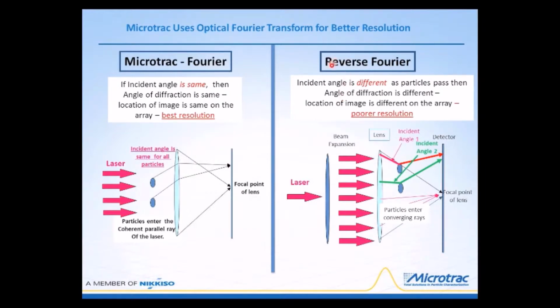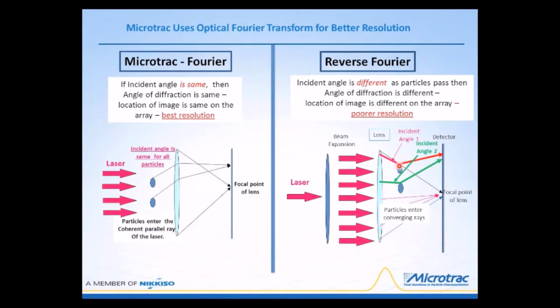Let's take a look at what's called the reverse Fourier optical system. Here we have a lens, a beam expanding lens, and this is normal. There's nothing magic here. But the laser then passes through a lens, which is trying to focus the light onto a particular location. But as the light exits the lens, it will interact with the particle, scatter the light, and locate the scattering point over here.